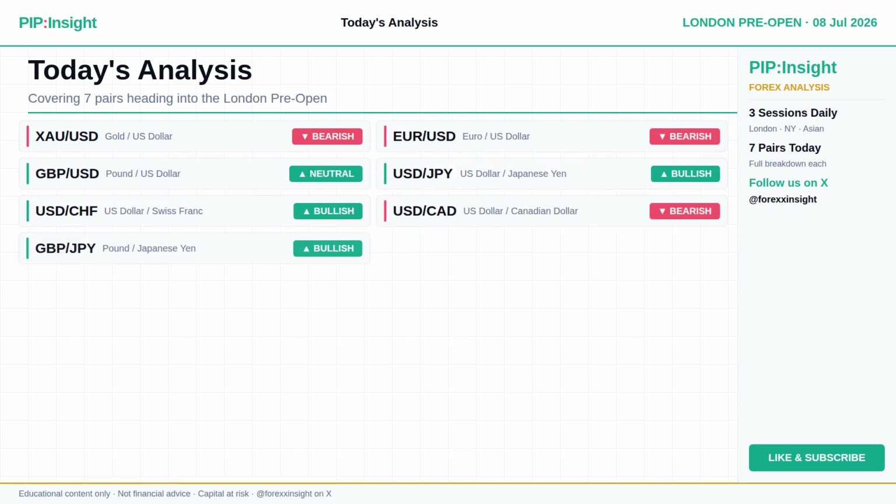Pairs showing bullish structure: pound dollar, dollar yen, dollar Swiss, pound yen. Pairs showing bearish structure: gold dollar, euro dollar, dollar Canada. Full chart breakdown for each pair coming up now.